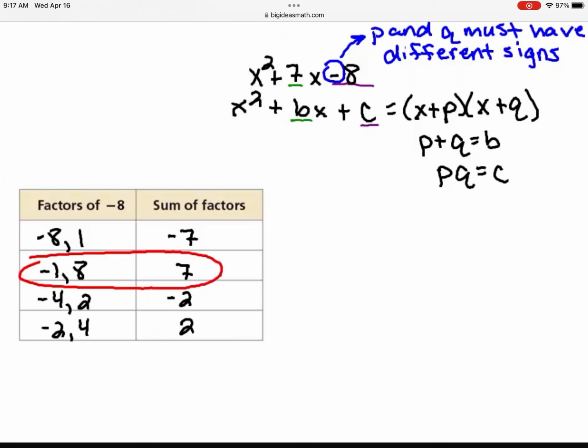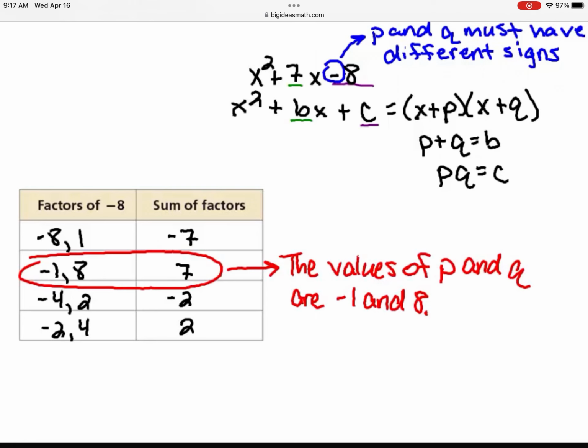Because negative 1 and 8 have a sum of 7, the values of p and q are negative 1 and 8. So x squared plus 7x minus 8 equals the quantity x minus 1 times the quantity x plus 8.